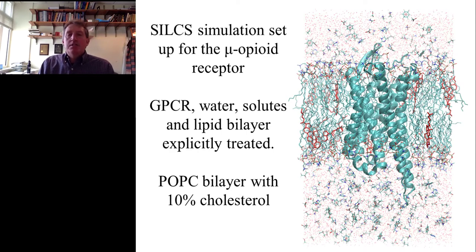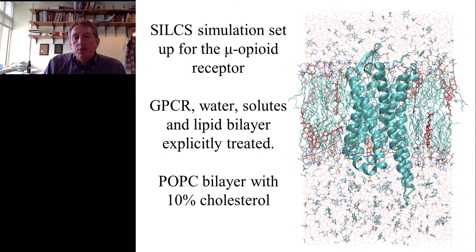In the simulation system, we also have our lipid bilayer, which in this case is made up of POPC, along with cholesterol molecules. We have about 10% cholesterol. Also, you see the water molecules above and below the protein and lipid bilayer. And then in the water, shown in red, we have our different solutes, which are used to calculate the functional group distributions or the fragment maps.